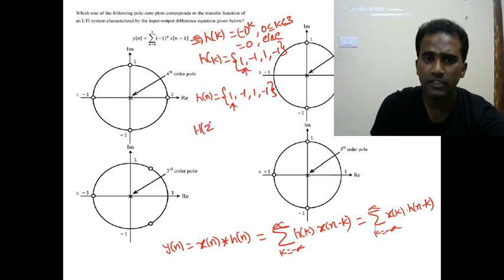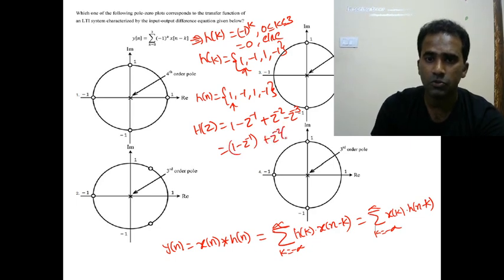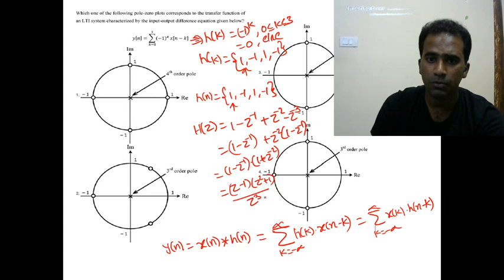Now we can find H of z. You can find the z transform of this. It is very easy. H of z is equal to 1 minus z to the power of minus 1 plus z to the power of minus 2 minus z to the power of minus 3. So this is equal to 1 minus z to the power of minus 1 plus z to the power of minus 2 into 1 minus z to the power of minus 1, which is equal to 1 minus z to the power of minus 1 into 1 plus z to the power of minus 2. Or we can also rewrite it as z minus 1 into z square plus 1 divided by z cube.